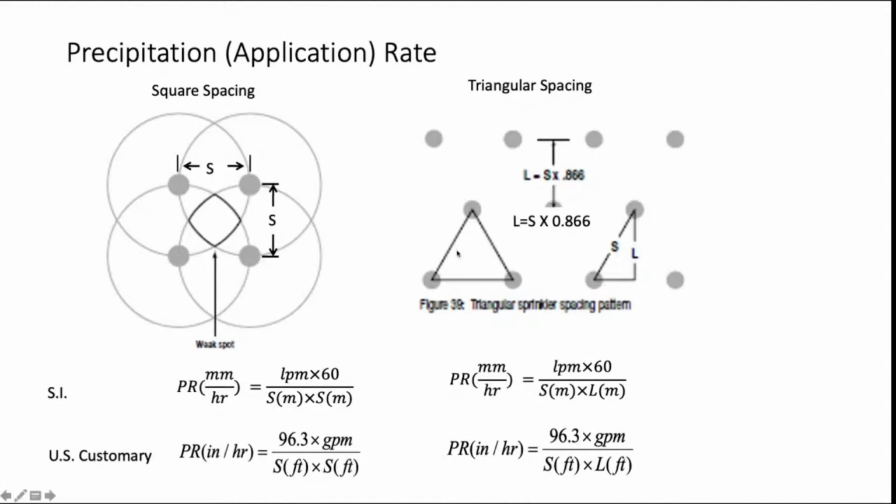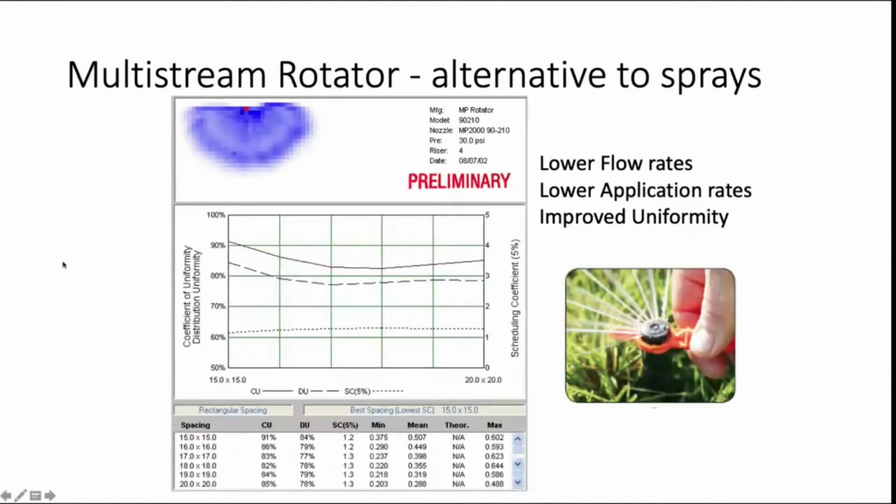Supposedly the triangle pattern produces a better uniformity. I don't get hung up on triangular versus square. Use whatever is convenient. The multi-stream rotor I showed before looks like this, and it actually swirls around. It's kind of fun to watch, but you don't see too many of these. And this is a testing unit that they tested it on, and they argue that it gets a better uniformity than spray heads.